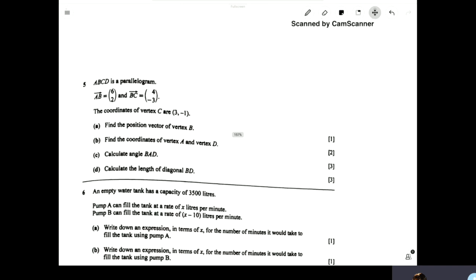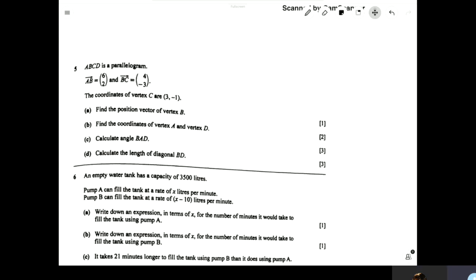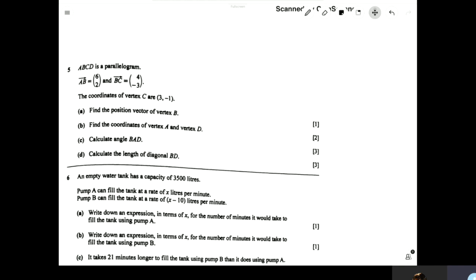Okay, so we're gonna take a look at this. Question number 5. So question 5 is a vector question. Are you okay, James? Can we continue? Yeah. Okay, so ABCD is a parallelogram. Find the position vector of vertex B.